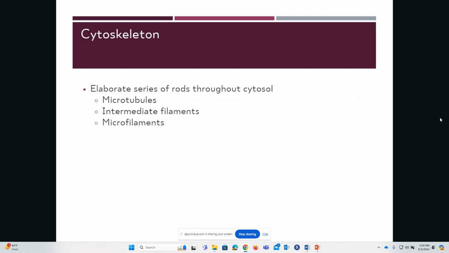But that's not to say that all organelles are part of this membranous system. Some do not have that membrane, like the cytoskeleton or cell skeleton, which is really just an elaborate series of proteins that kind of look like rods that go throughout the cytosol. They include microtubules, intermediate filaments, and microfilaments.